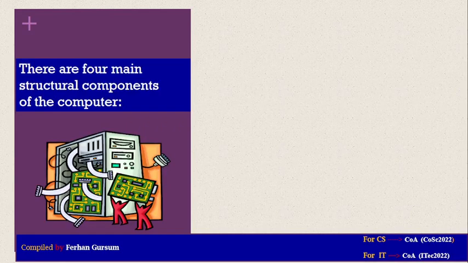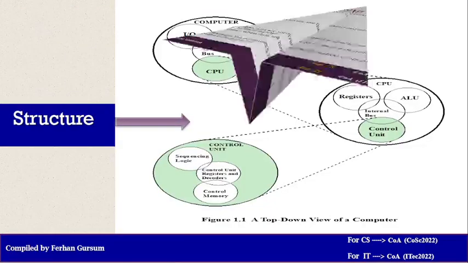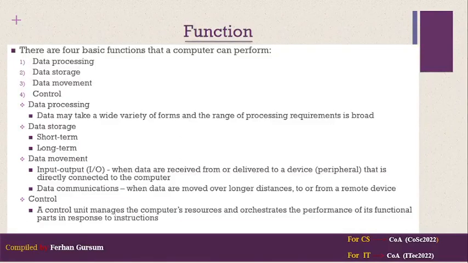How many functions did we say? Four. What? Data movement, data processing, data storage, and control. These are the four basic functions that a computer can perform. Function, okay? Which means the function under architecture.